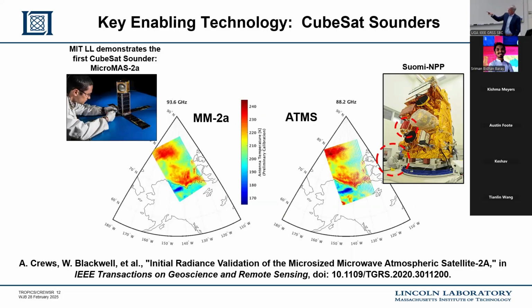So there's MicroMAS-2A data on the left, that's 94 gigahertz. There's the big expensive satellite on the right, ATMS, and the data is comparable. So we knew we had something when we proved this out, and then the race was on to try to make a constellation of these.